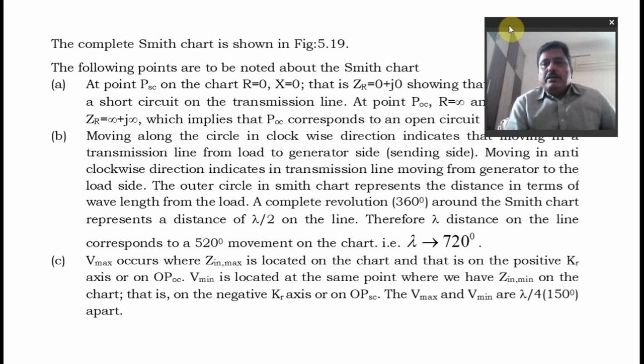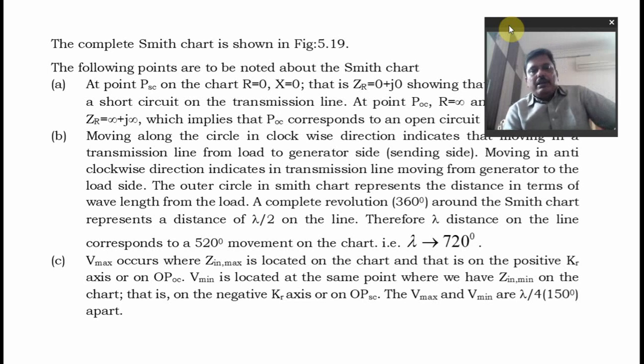Therefore, lambda distance on the line corresponds to a 720 degrees movement on the chart, that is, lambda tends to 720 degrees.